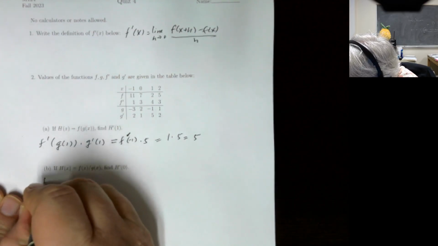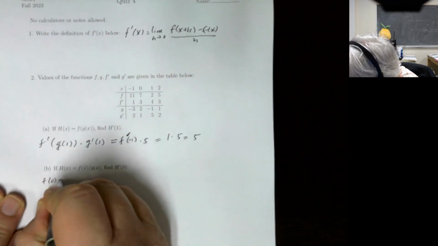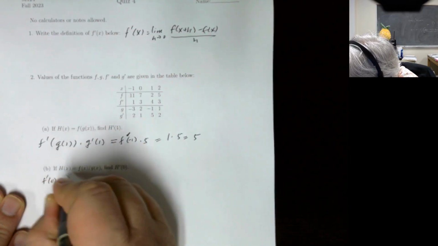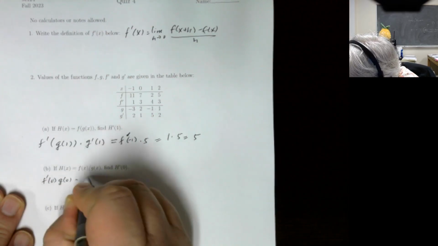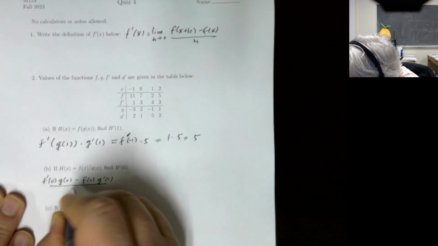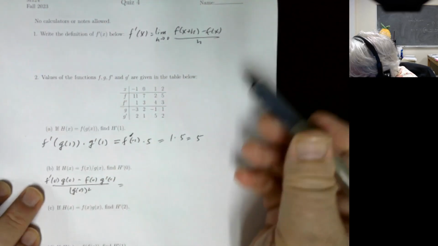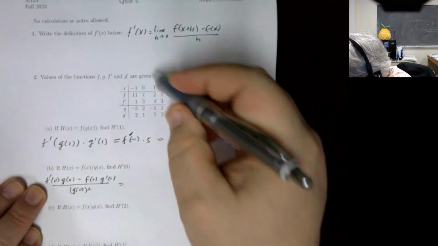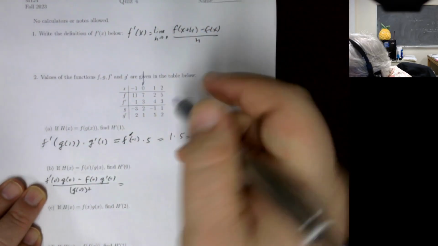Similarly, if h is f over g, find h prime of 0. That's going to be f prime of 0 times g of 0, minus f of 0 times g prime of 0, divided by g of 0 squared. So again, now we're just going to plug in numbers. We're focusing on this column now for everything.